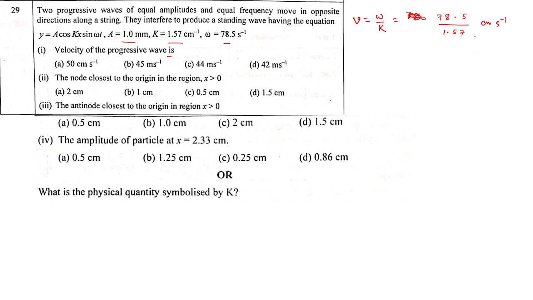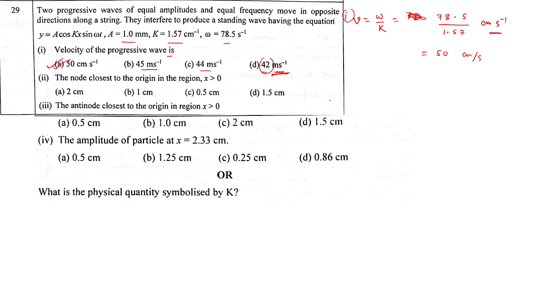Correct. So definitely this will not give 42 meter per second. This is centimeter per second, and here it is meter per second, but the value is 42. Definitely it will not be that much. Here 44, 45 meter per second. So this will not be the correct answer. Our correct answer will be option A. And if you calculate it, you will really get 50 centimeter per second.